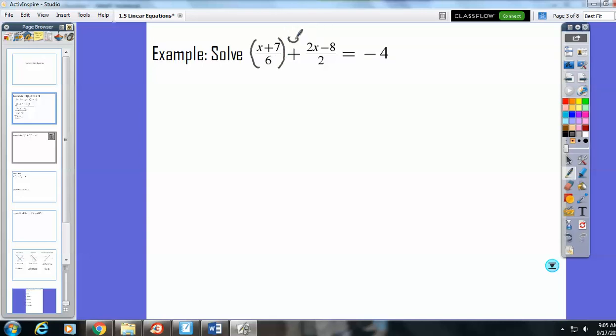So, if I want to get rid of this fraction, what would I multiply by? 6. And when you do that, just like we did with the uglier stuff, you have to do that to everything, right? So here, those 6's drop and you're just left with x plus 7. Right here, can't I reduce 2 and 6? And that would just give me a 3.